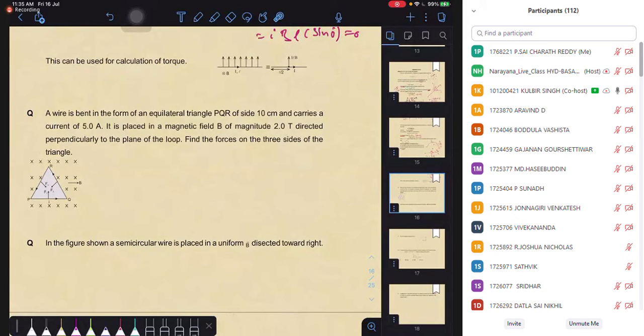To get a little more clarity, let's look at some more questions. It gets easy. Suppose a triangle is given, and in this triangle we have a current flow. 5 ampere current is flowing in the triangle. The sides of the triangle are given, and the magnetic field is given as crosses. I hope you can see crosses into the paper. He's asking here, find the force on the 3 sides of the triangle.